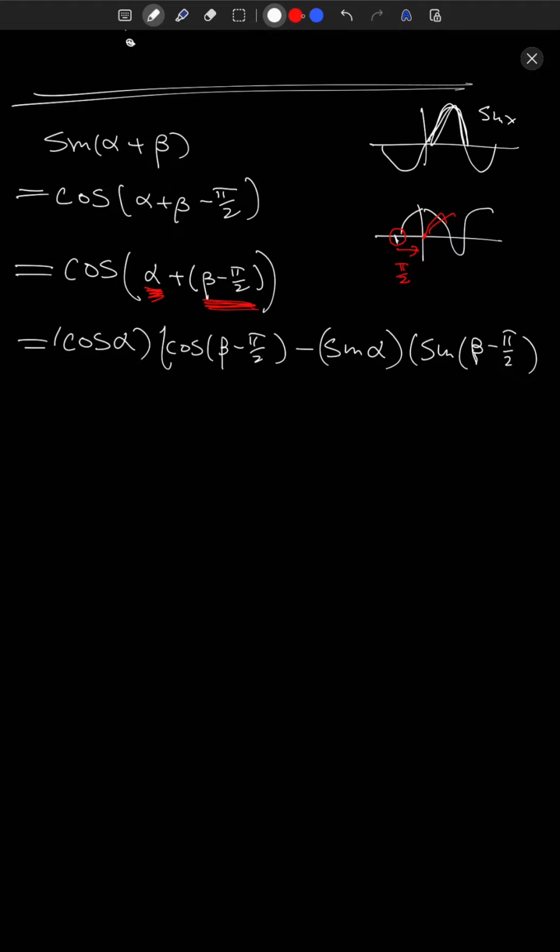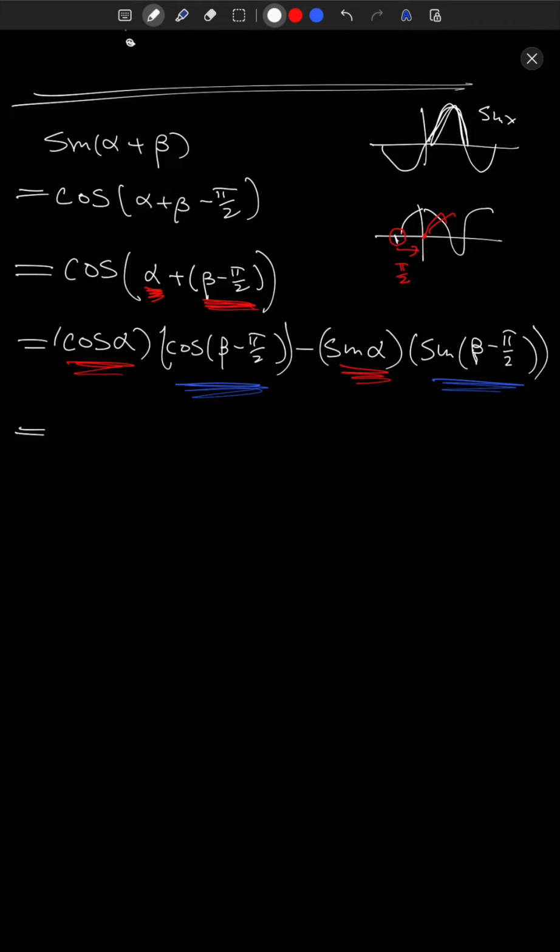And so this is nearly what I want, right? Because this cosine alpha is nice and simple, it's just a single kind of input into a cosine. The sine of alpha is also nice and simple. However, we have an issue here with this cosine beta minus pi over 2 and this sine beta minus pi over 2. Not as simple as I would like. So what I'm going to do is analyze this a little bit.